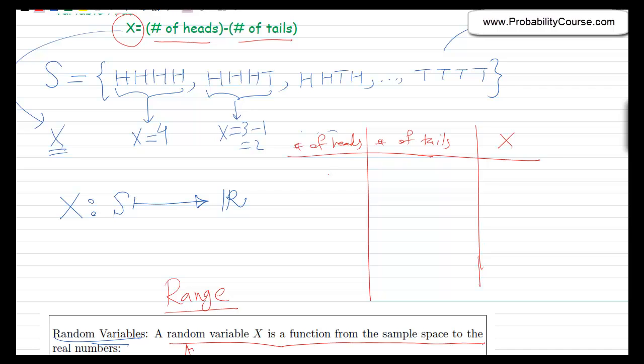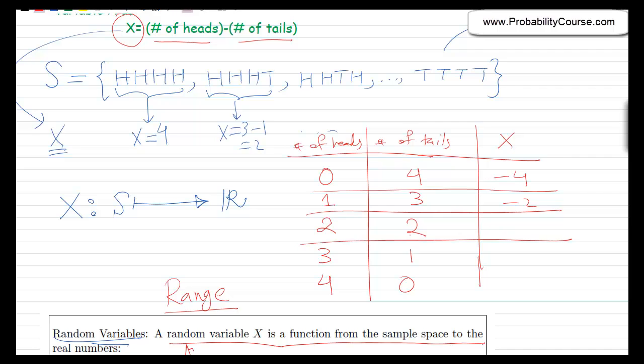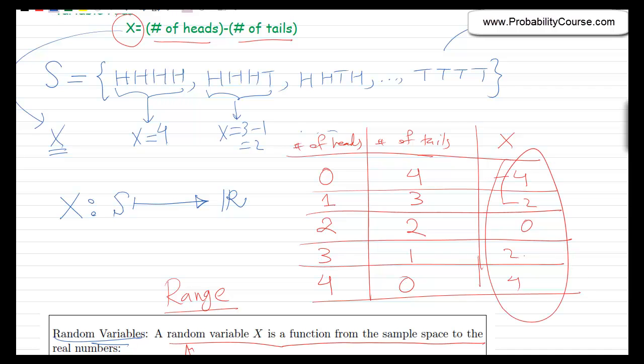Now, the number of heads might be 0, in which case the number of tails is going to be 4. We might have 1 heads, 3 tails, 2 heads, 2 tails, 3 heads, 1 tails, and 4 heads, 0 tails. Now, if there are 0 heads, 4 tails, x is going to be 0 minus 4, which is minus 4. In the second case, x is going to be 1 minus 3, which is minus 2, then 0, 2, and 4. So this column shows the set of all possible values of x, and in fact, this set is the range of my random variable x.